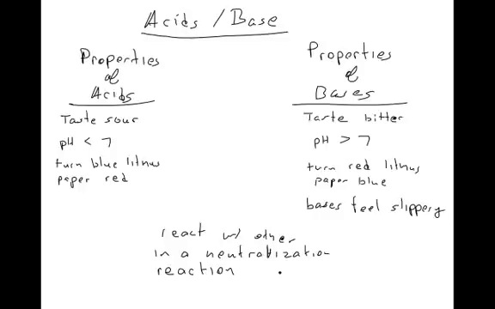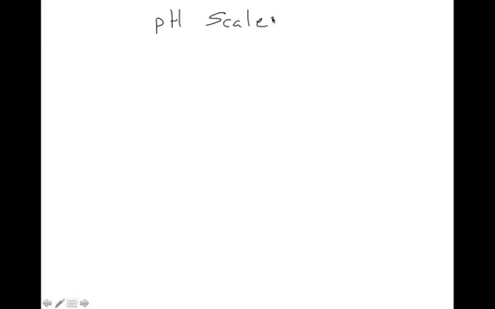Let's talk about the pH scale just for a second, then we'll get into some definitions of acids and bases. So the pH scale measures the strength of an acid or a base on a sliding scale, if you will. And we talked real briefly about how the number in the middle, 7, would be neutral because acids are less than 7 and bases are greater than 7. So a pH of 7 is neutral.